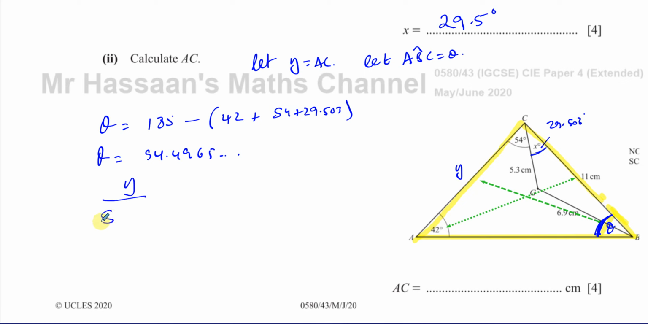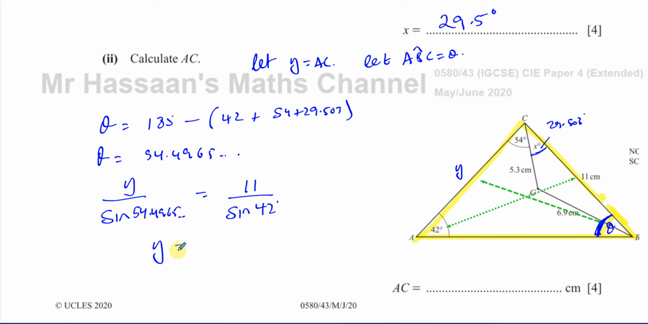We say y divided by the sine of the angle theta, which we just worked out is 54.4965. I'm writing it to a high degree of accuracy. Why? Because we don't want to do premature rounding. We want to keep accuracy in our work. So at least one more decimal place than you need in your final answer, you should write it like that. So y over the sine of 54.4965 equals 11 over the sine of the angle opposite, which is 42. Don't forget the sine of the angle. It's not 11 over 42, it's 11 over the sine of 42. It's not y over 54, it's y over the sine of 54.4965.